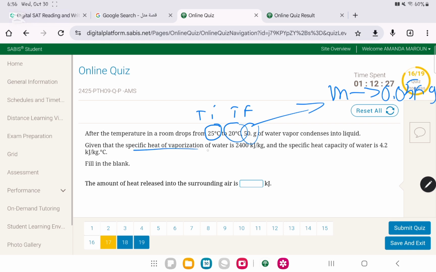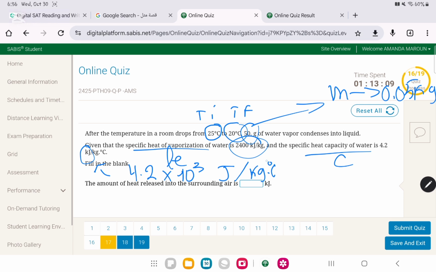We are given the specific heat of vaporization, which is LE, and the specific heat capacity, which is C, is 4.2 kilojoules per kg degrees Celsius. So here, this is where we need to pay attention. Here they told us kilojoules, not joules, so we need to change it into joules. It becomes 4.2 times 1,000, which is 10 to the power of 3. So times 10 to the power of 3 joules per kg times degrees Celsius.